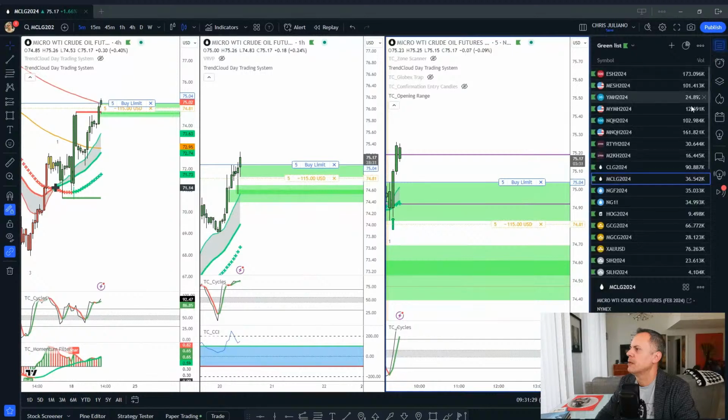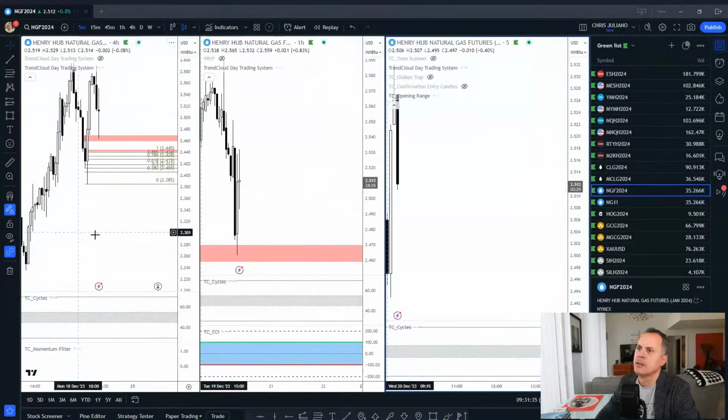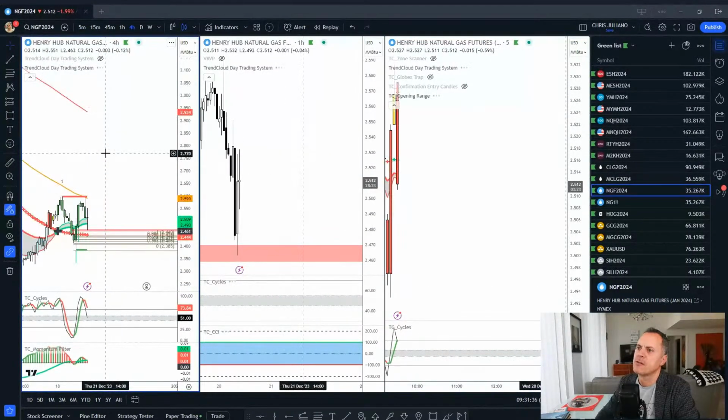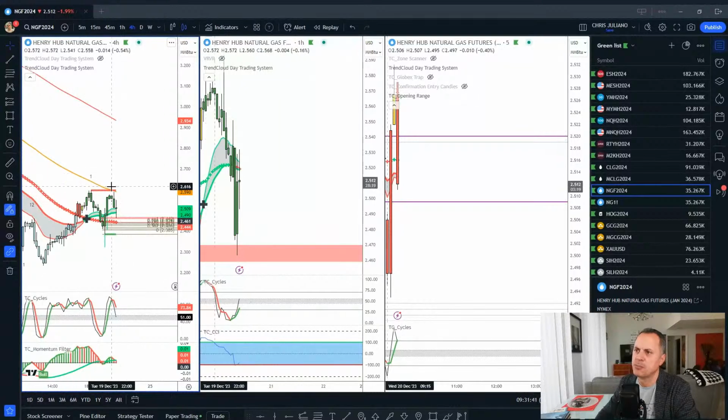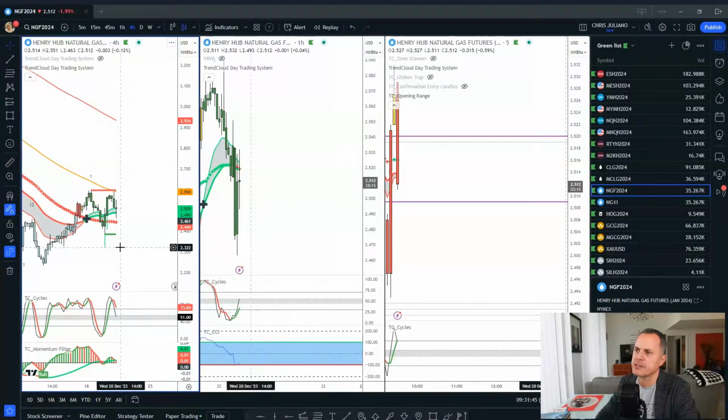Okay, that's crude oil. How about natural gas? What's going on? Woo! Look at this. Slammed right into that 100 simple and bounced right off of it, didn't it? Let's get rid of all the drawings that we did.